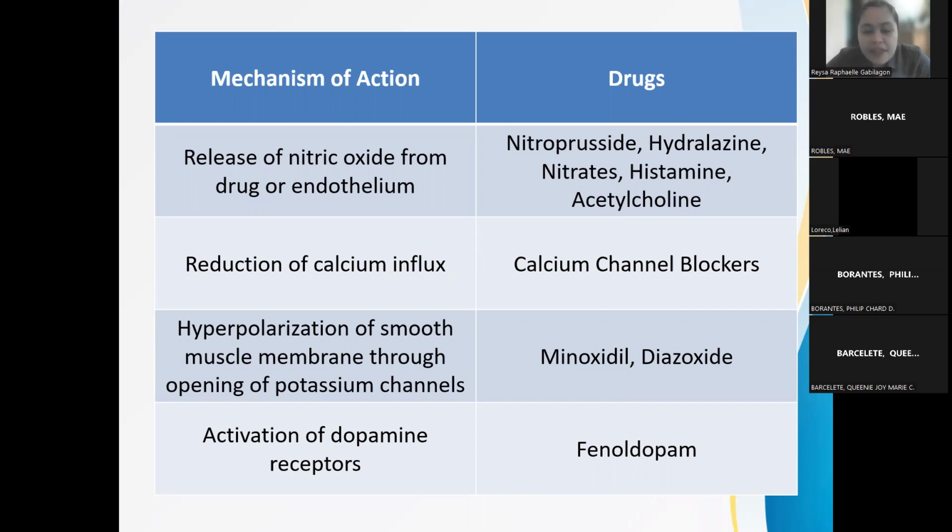Okay? And then we have minoxidil and diazoxide. Their action is on the potassium channel. Give me a second, I'll just get my pen. I want to draw this so that you will understand what happens during the hyperpolarization.